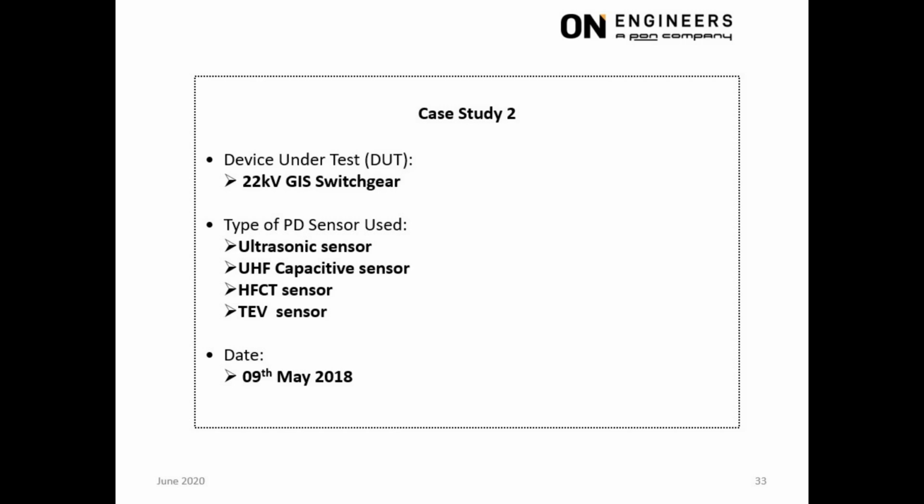The second PD sensor was the UHF of capacitive type. UHF or ultra high frequency is from 300 to 3000 MHz. The third sensor was the HFCT type. HFCT or high frequency current transformer is from 3 to 30 MHz. The fourth PD sensor was the TEV type. Transient earth voltage is from 3 to 80 MHz.